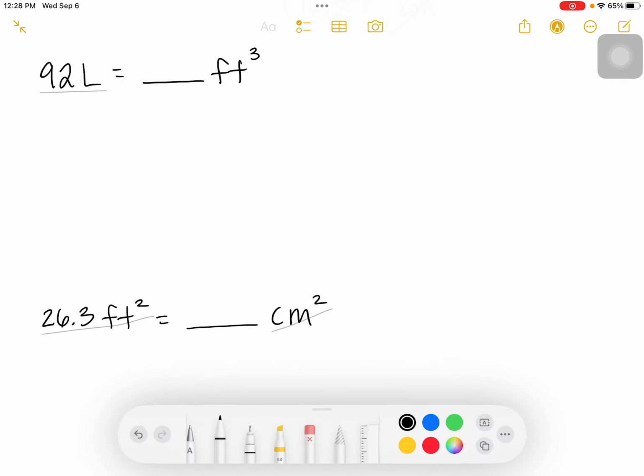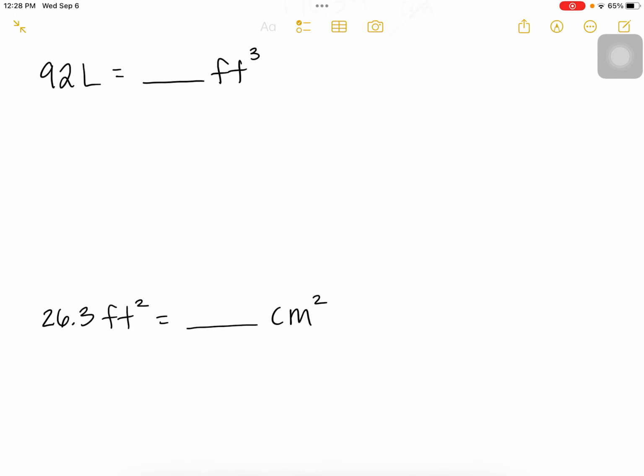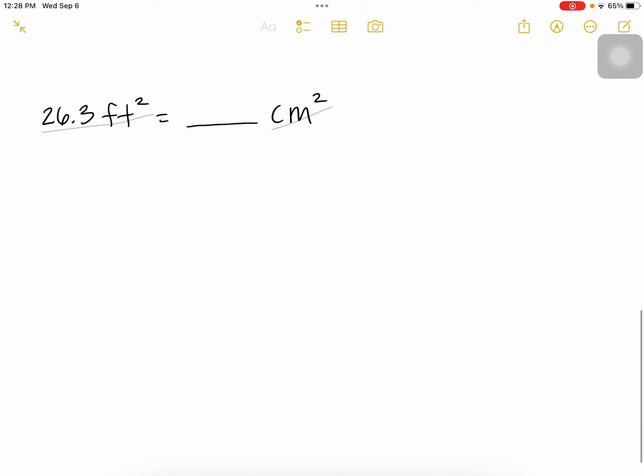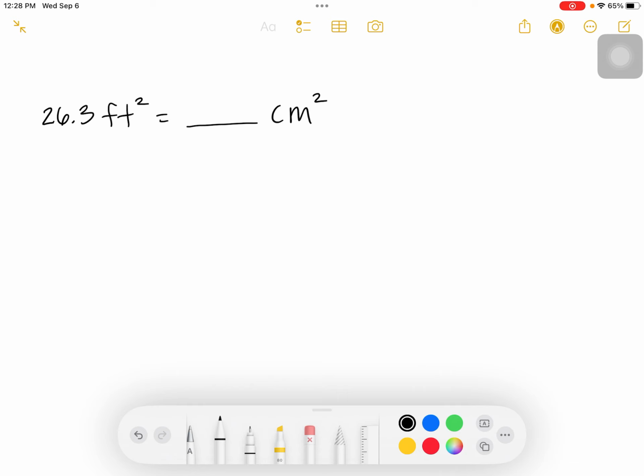Okay, so what now if we did, actually I'm going to go out of order here. I'm going to do this one next. What if we had 26.3 square feet and we wanted square centimeters? If you're following along on your paper, this one's actually not on your paper, so just flip it over and jot this down on the back. Okay, so same idea, we're going to start with our 26 square feet.